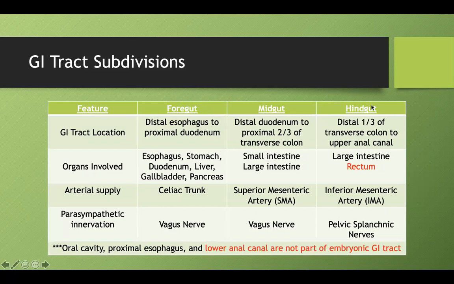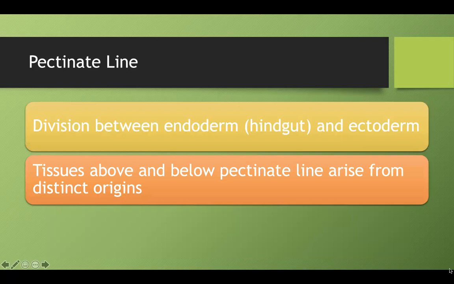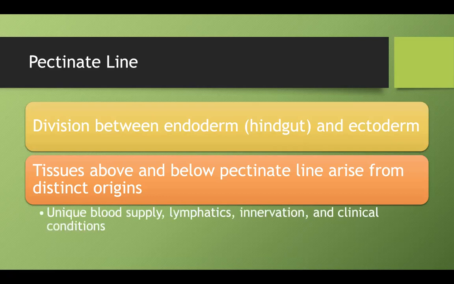The same thing's happening here, where our rectum and our upper anal canal are a part of our hindgut. So it's going to receive a distinct nerve supply, lymphatics, and all that. Whereas distal to the pectinate line will have a different epithelial composition. And let's go over all of that now. And again, just as I was saying, the tissues above and below the pectinate line are going to have unique origins, and so therefore they'll have unique blood supply, lymphatics, innervation, and some clinical conditions.